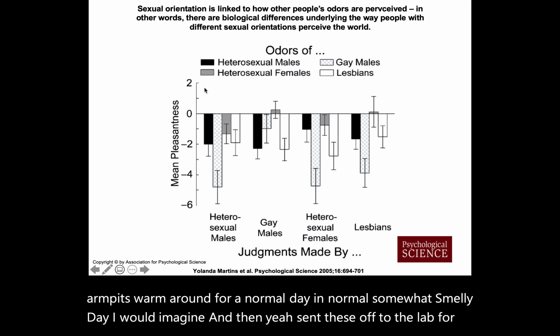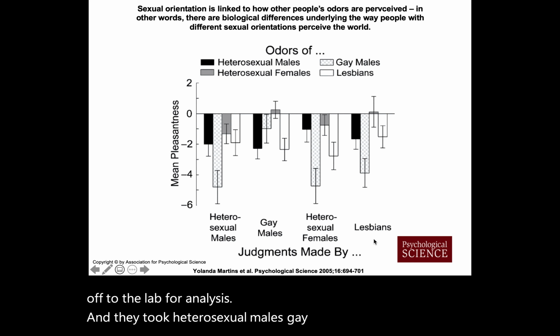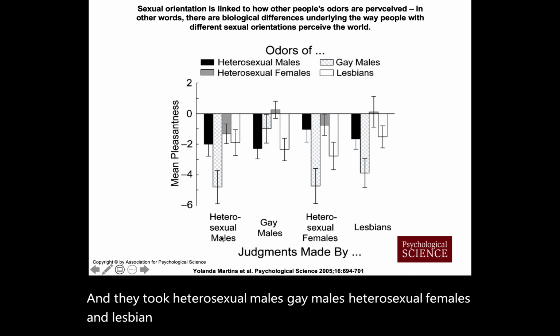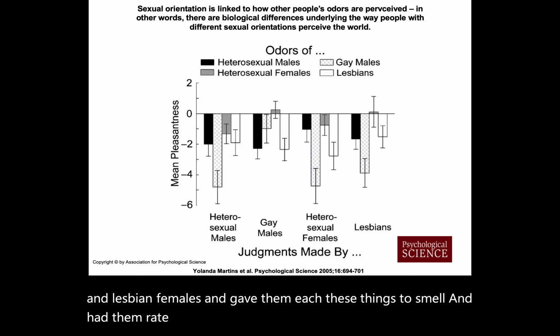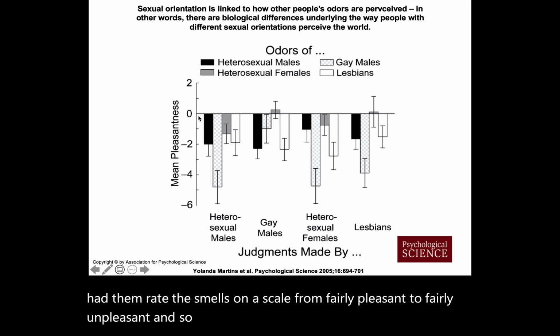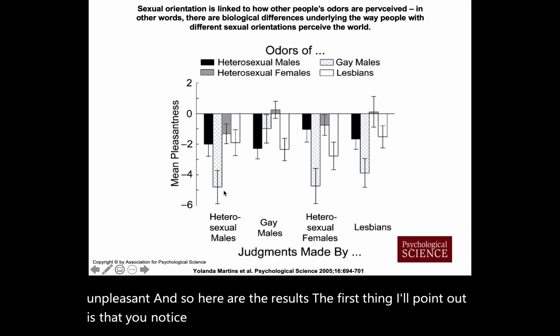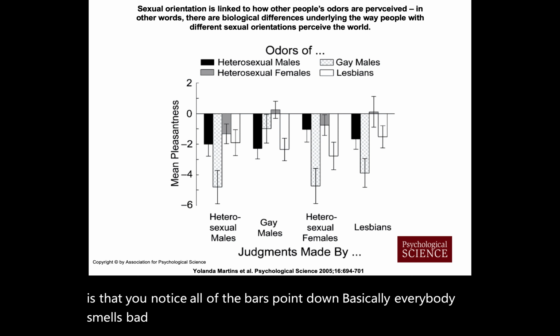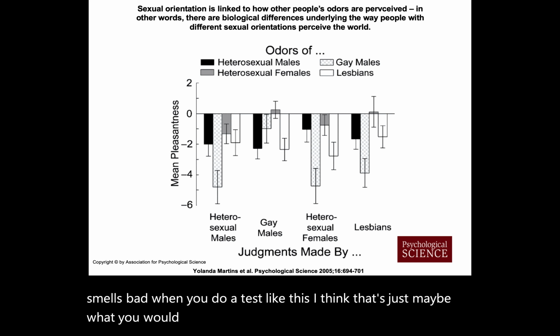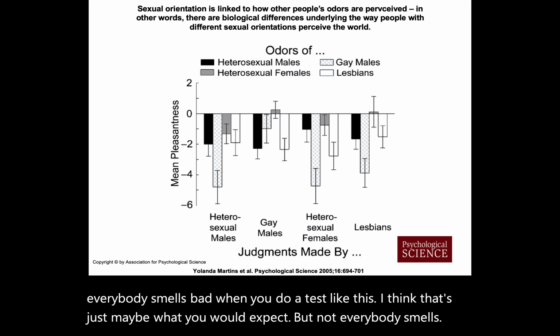And they took heterosexual males, gay males, heterosexual females, and lesbian females, and gave them each these things to smell and had them rate the smells on a scale from fairly pleasant to fairly unpleasant. And so here are the results. The first thing I'll point out is that you notice nearly all of the bars point down. Basically, everybody smells bad when you do a test like this. I think that's maybe what you would expect. But not everybody smells as bad as everyone else.